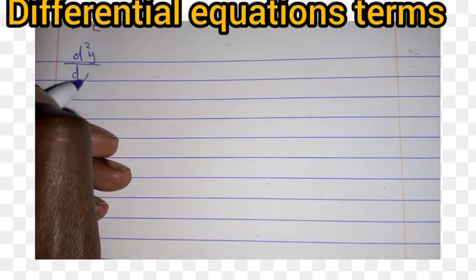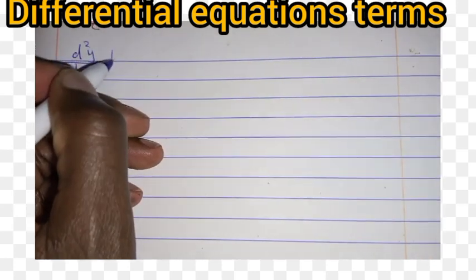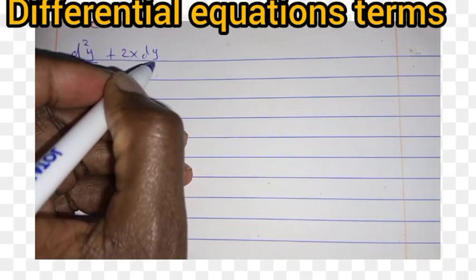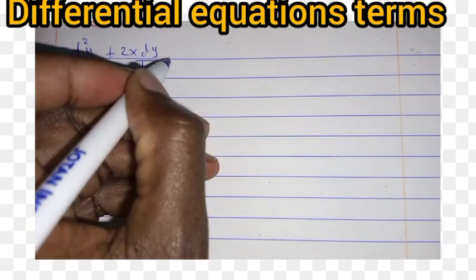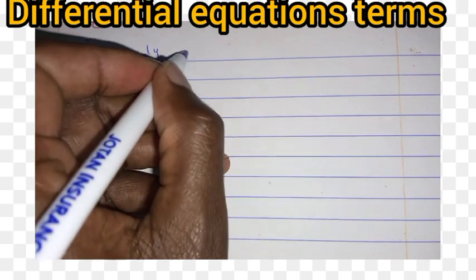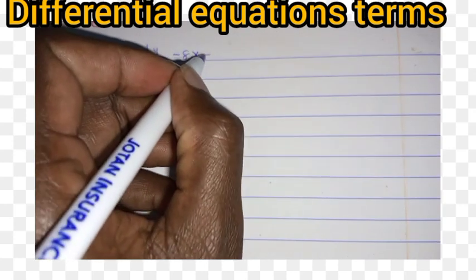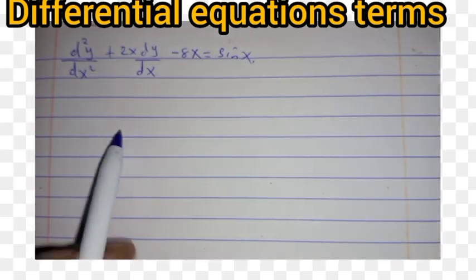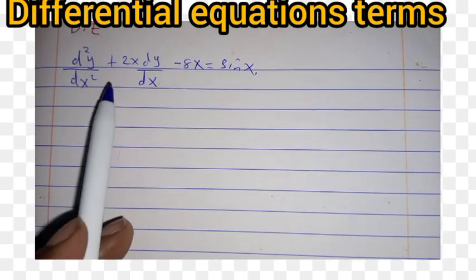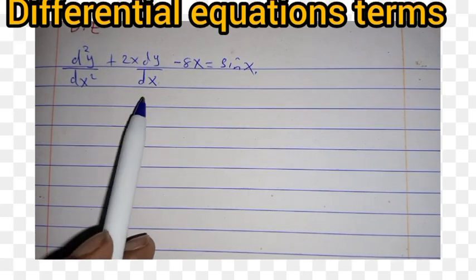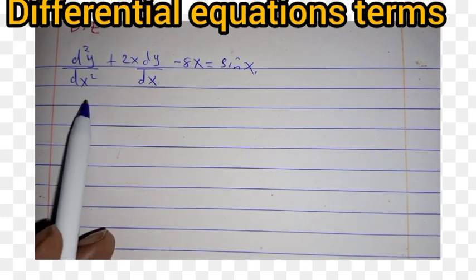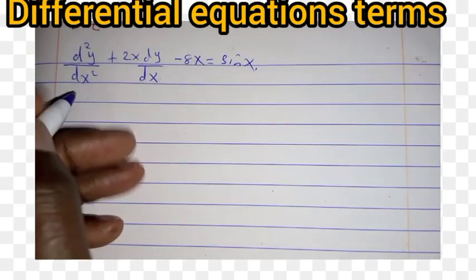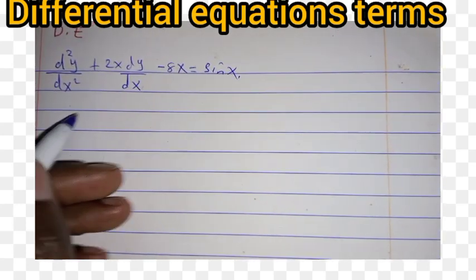d²y over dx² plus 2x dy over dx minus 8x is equal to sine x. So this is a differential equation, whereby now you have x being the independent variable and y the dependent variable.